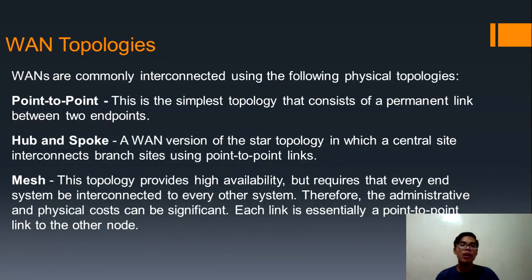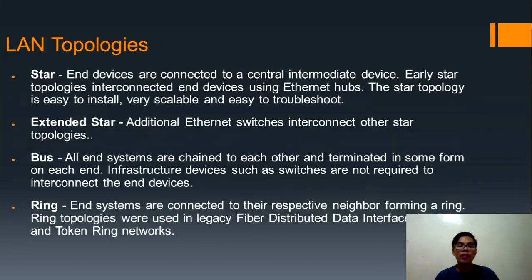WAN topologies. Point-to-point. This is the simplest topology, consisting of a permanent link between two endpoints. Hub and spoke. One version of the star topology in which a central site interconnects branch sites using point-to-point links. Mesh. This topology provides high availability but requires that every end system be interconnected with every single other system.